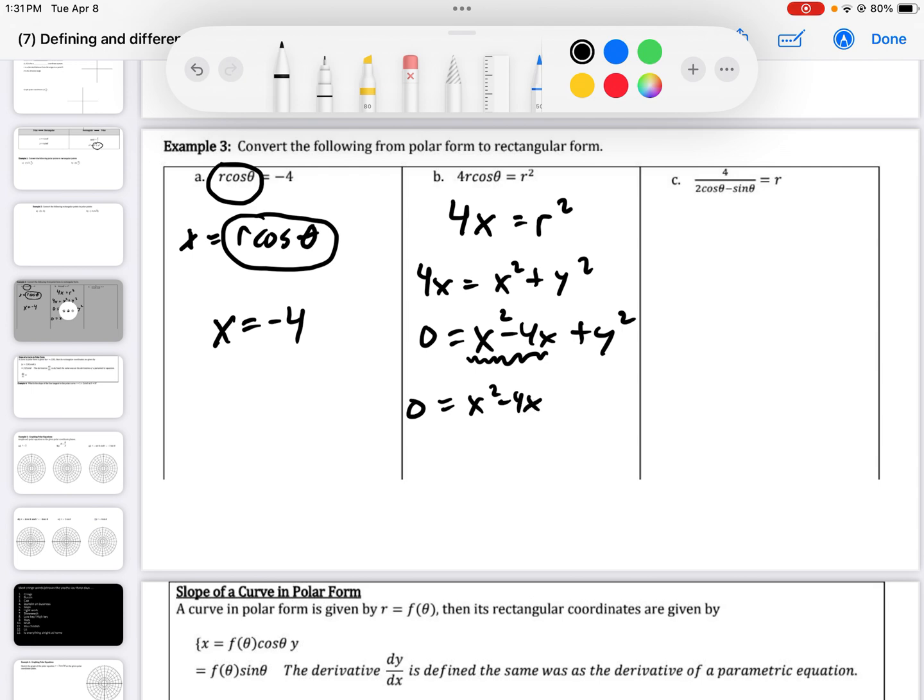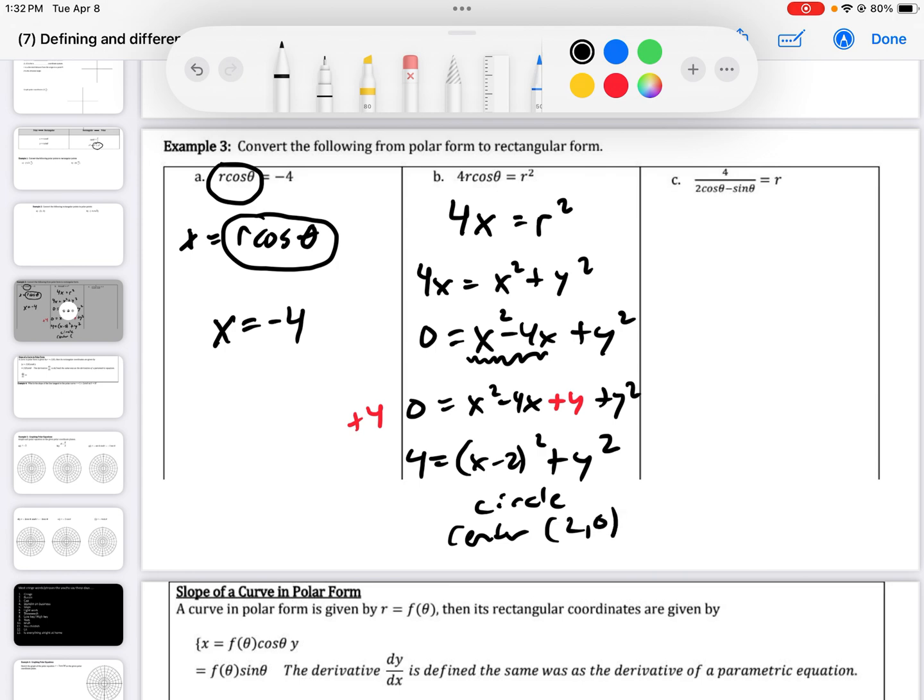So I'm going to say, in order to complete this square, I take half of -4, which is -2, and square it. So I'm going to add 4, and I'm actually going to add 4 to both sides. And then plus the y squared. And the reason we do that is because now I realize that this is equal to x minus 2 squared plus y squared. And I recognize now this is a circle with center (2, 0), and the radius is 2.